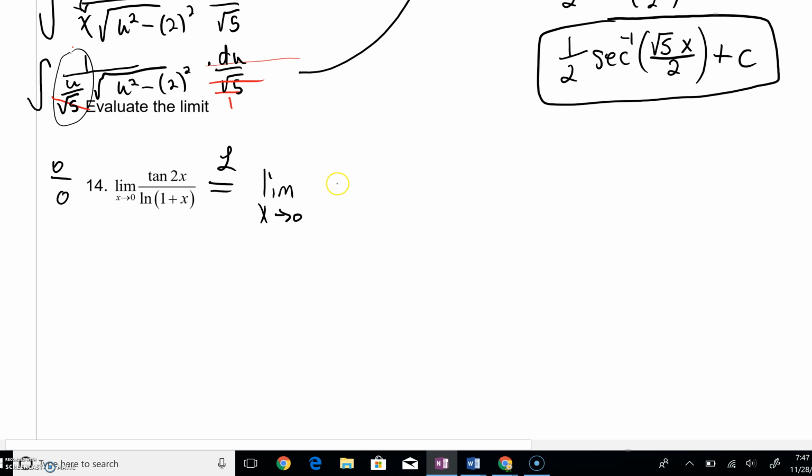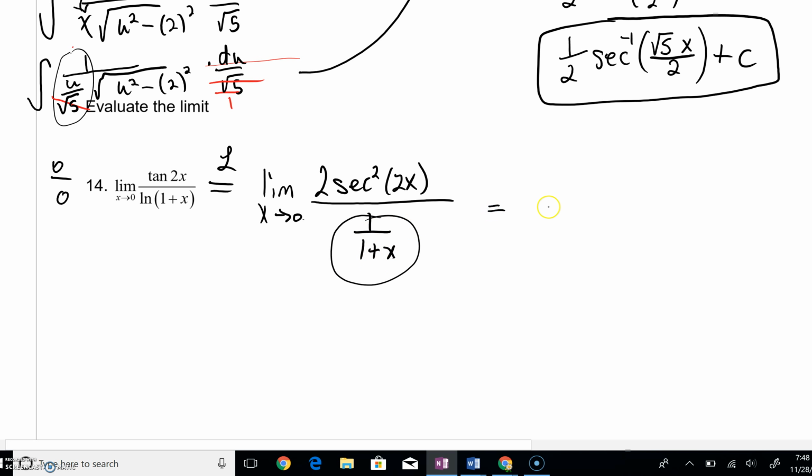Derivative of tangent of 2x is secant squared of 2x with the chain rule multiplied by the derivative of 2x, which is a 2. Down below, the derivative of natural log of 1 plus x is 1 over 1 plus x. You could most certainly simplify this, but what I want to point out to you is that if I let x approach 0, this whole denominator, 1 over 1 plus 0, is getting awfully close to just a 1. We'll have a 2 up here.